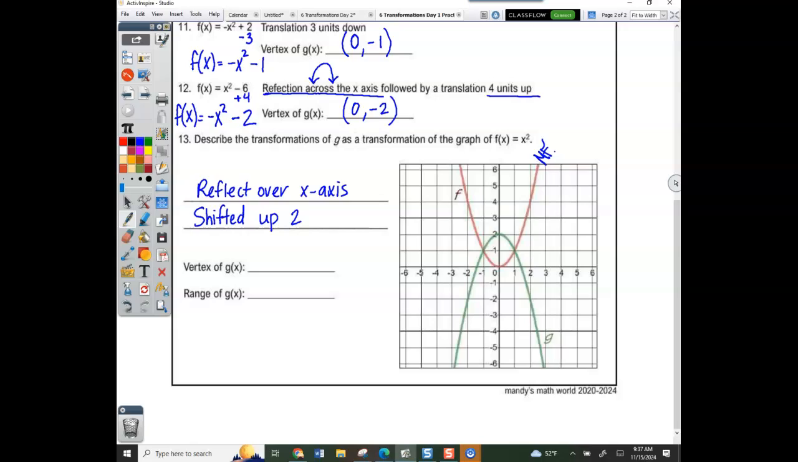Now, it doesn't say give me the function. Instead, it says tell me the vertex of G. We're gonna be 0, 2. Now read the range of G. Bracket 2 to negative infinity. Bottom to top. You're good. So negative infinity, because it's down here, right? Arrows. 2, bracket.